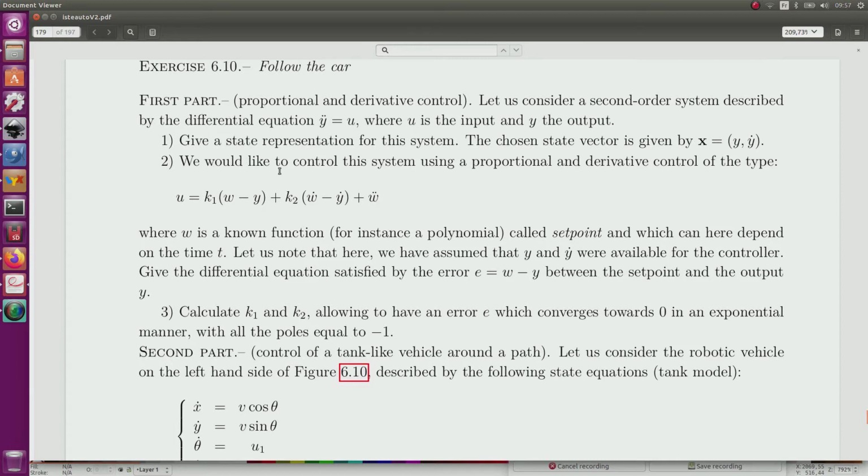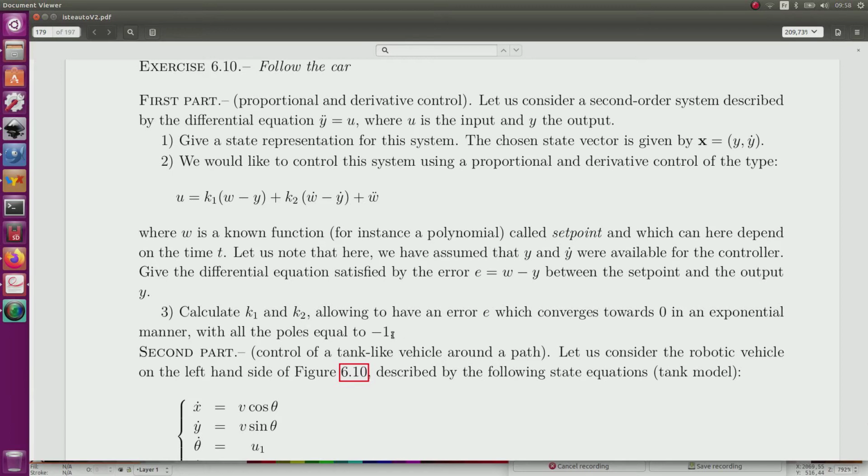In the first part, we'll find a controller for a double integrator given by the differential equation y dot dot equal to u, where u is the input and y is the output. For this, we'll use a proportional and derivative controller given by this. We'll have to find the coefficients k1 and k2 in equation 3 so that the error will converge to 0 in an exponential manner. So the poles will be equal to -1, which corresponds to a time constant equal to 1 second.